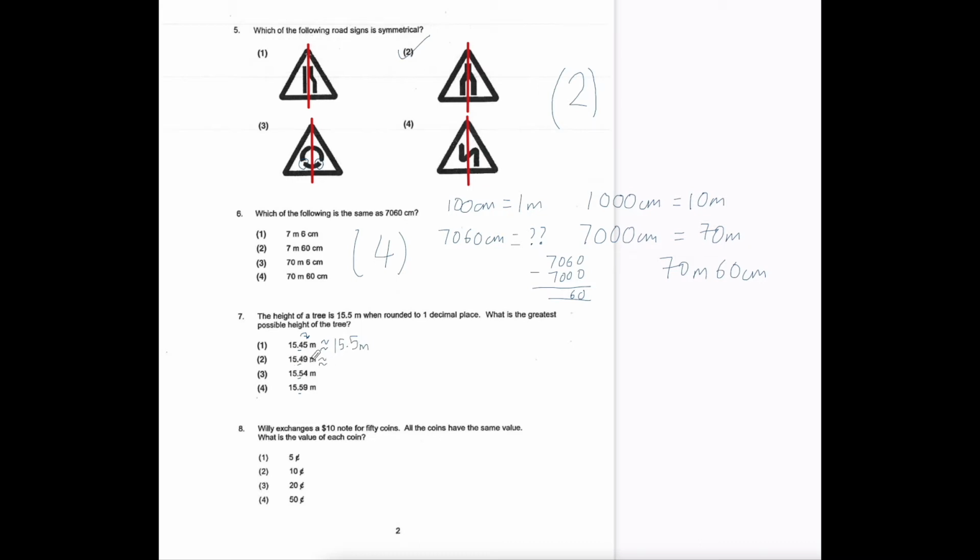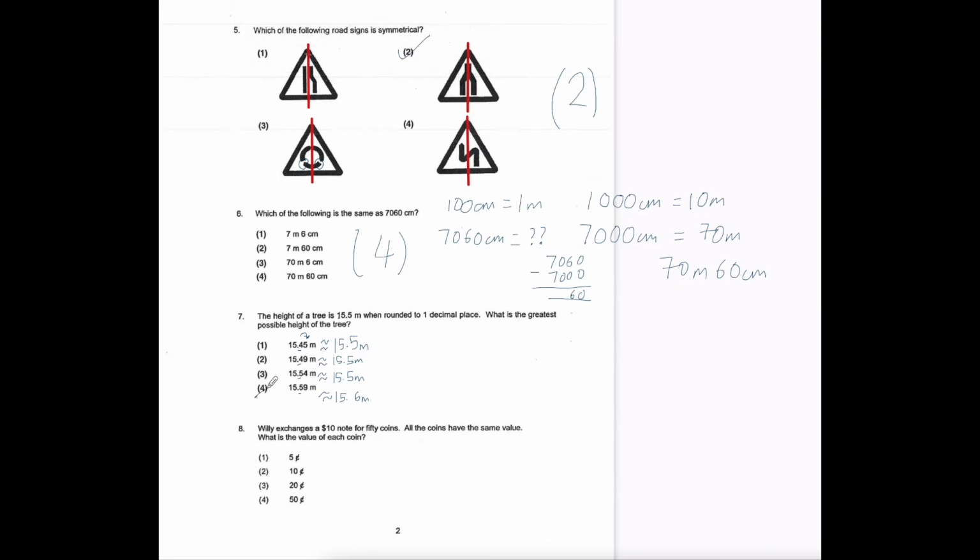The digit on the right hand side is 9. So it's above 5, so we also have to round up. So you get 15.5 meters. And this one, the digit on our right hand side is 4. So we do not have to round up. So it remains as 15.5 meters. And the last one, the digit on our right side is 9, so we got to round up. So when we round up, we get 15.6 meters.